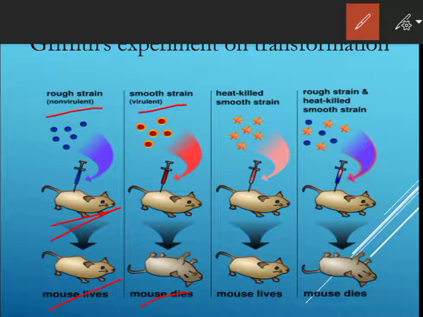In the next set of experiments, Griffith killed the bacteria by heating them. The mice that were injected with heat-killed S strain bacteria did not die and the mice lived. Whereas on injecting a mixture of heat-killed S strain and live R strain bacteria, the mice died.